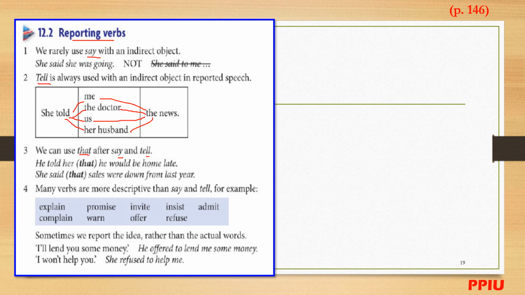Okay, sometimes we report the idea rather than the actual words. I'll lend you some money. He offers to lend me some money. I won't have you. She refused to have me. So we just try to report the idea rather than the actual words in here. This is like a paraphrase, right? I will talk briefly about this one before we move to the next part.